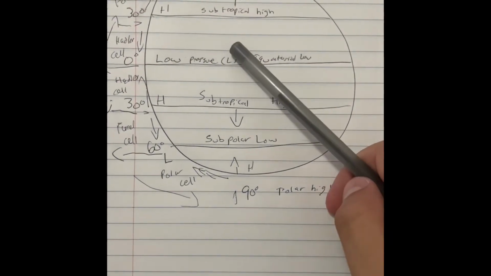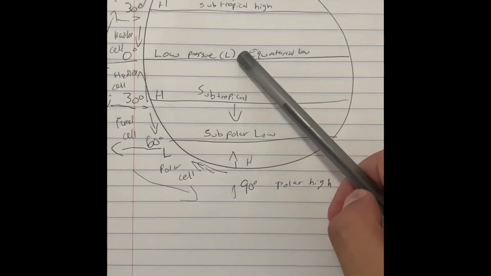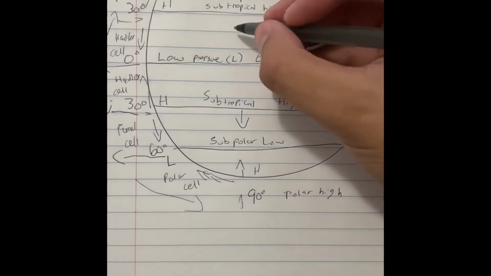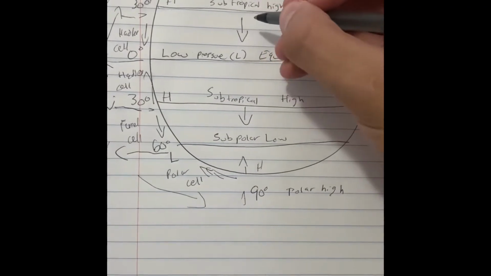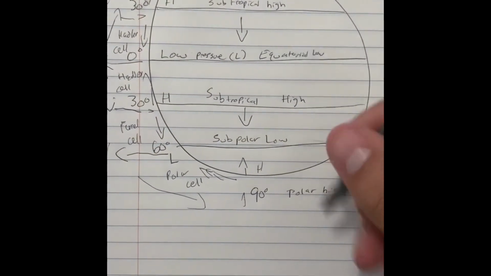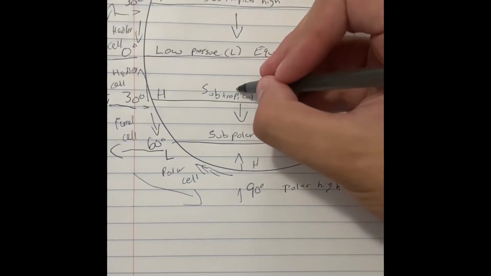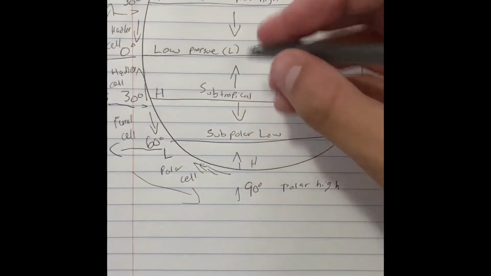Lastly, from 30 to the equator at 0 degrees, we're going to see surface winds blow like that, and from 30 to 0, like that, meeting at the equator here.